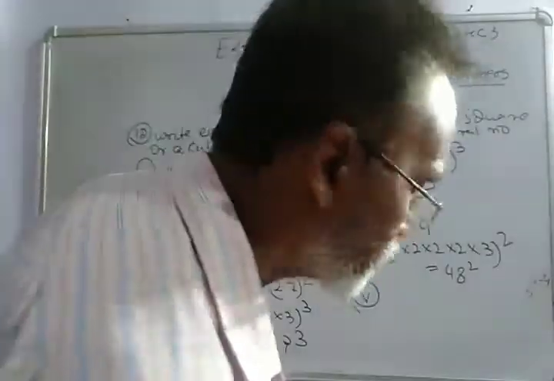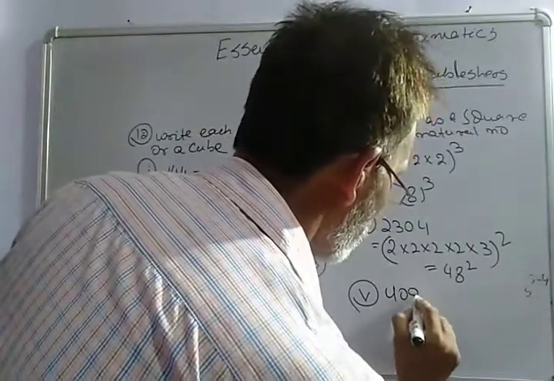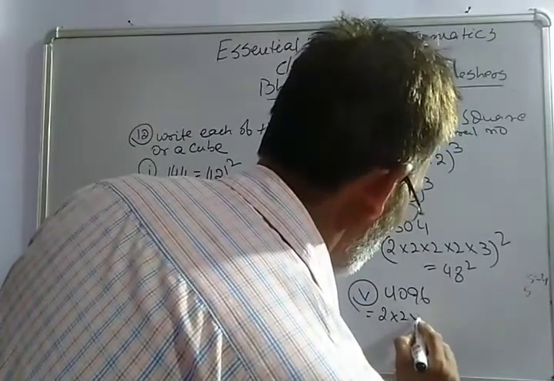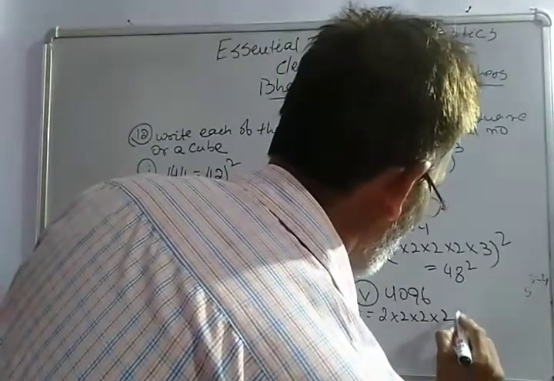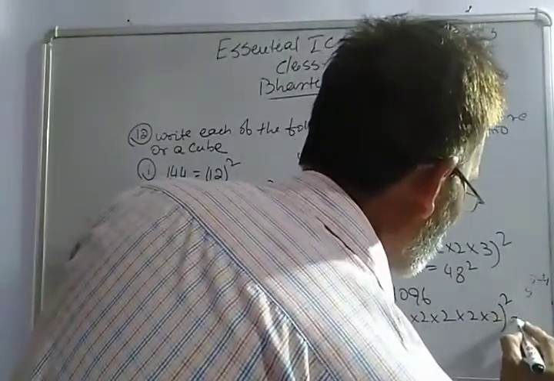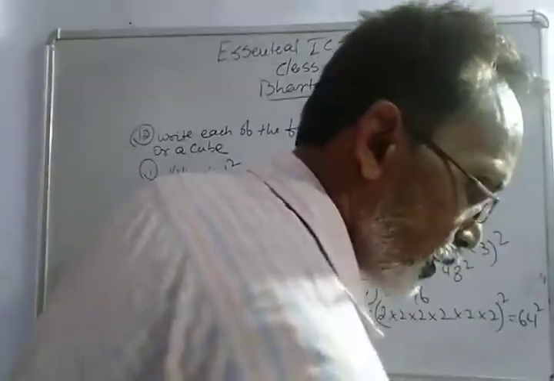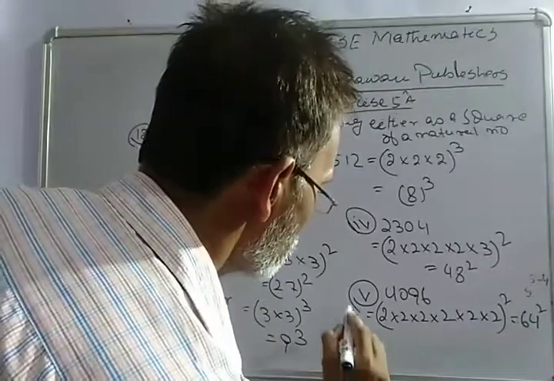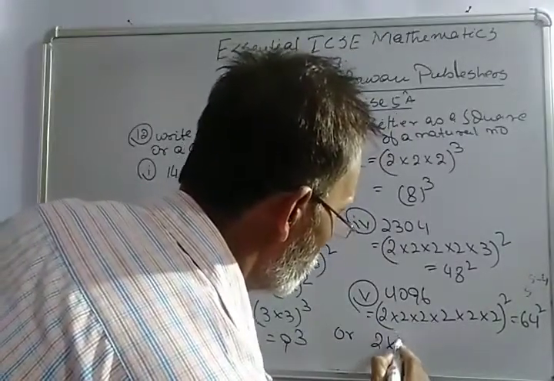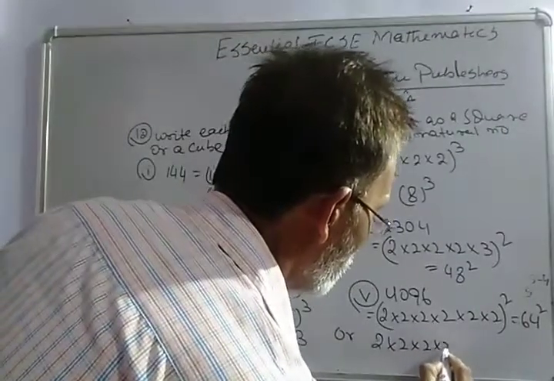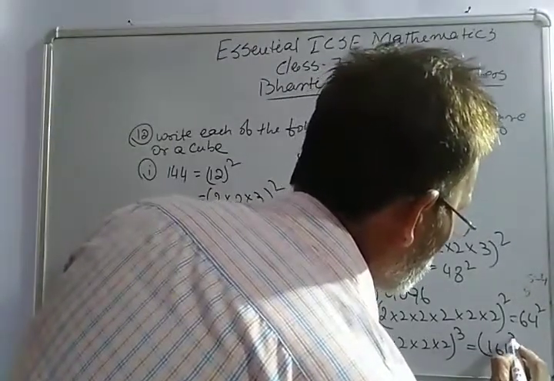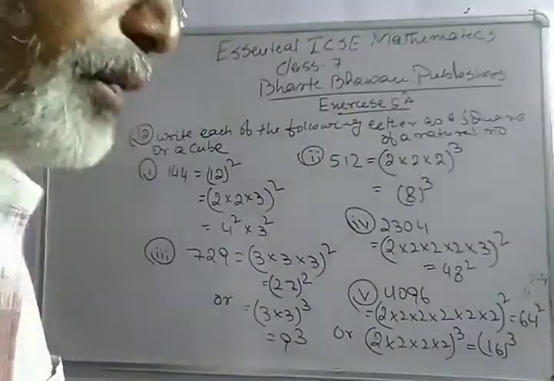Number 5, 4096. This is equal to (2 into 2 into 2 into 2 into 2 into 2) whole square. This is equal to 64 square, or (2 into 2 into 2 into 2) whole cube. This is equal to 16 whole cube. So exercise 5A is finished.